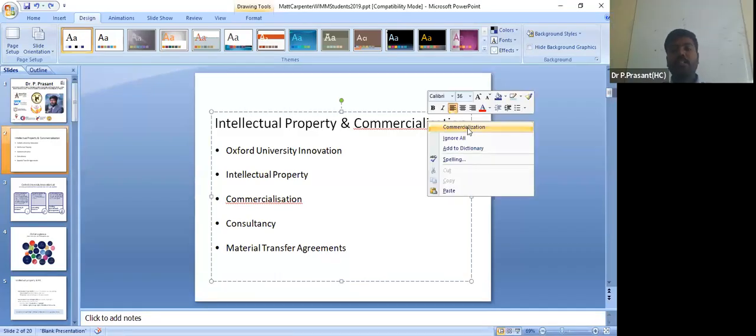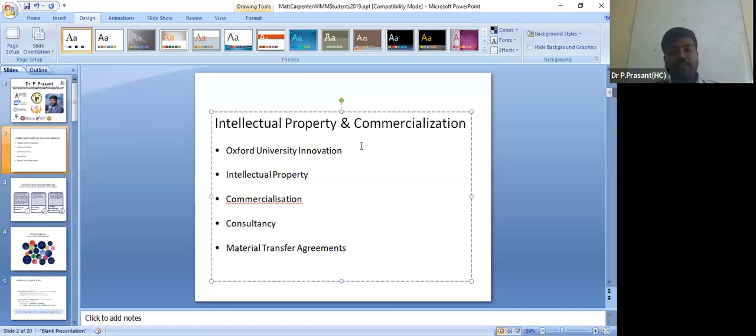So this is the process we have done. This is in some Oxford University Innovations, and other state universities' innovations are also there: intellectual property, commercialization, consultancy service, and material transfer agreement. Whatever things you have designed, you can do the agreements, do the sales, and do the executions and everything.